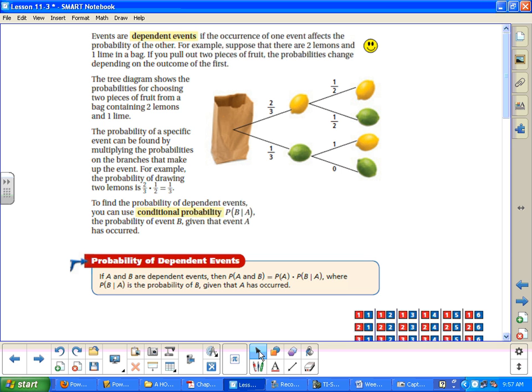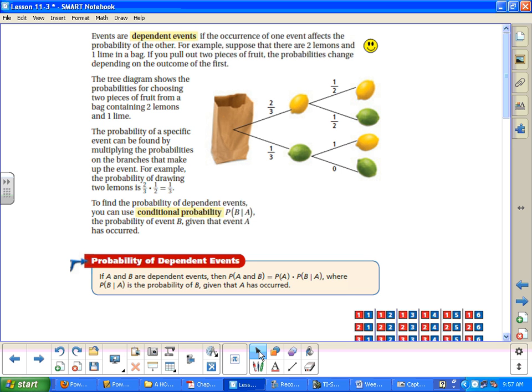Then the events are dependent. So for instance, like here, this person has 3 pieces of fruit in a bag, 2 lemons and a lime. If I take the first fruit out, I have a 2/3 chance of getting a lemon and 1/3 of a lime. Now, this is where sometimes that good old tree diagram comes into play.